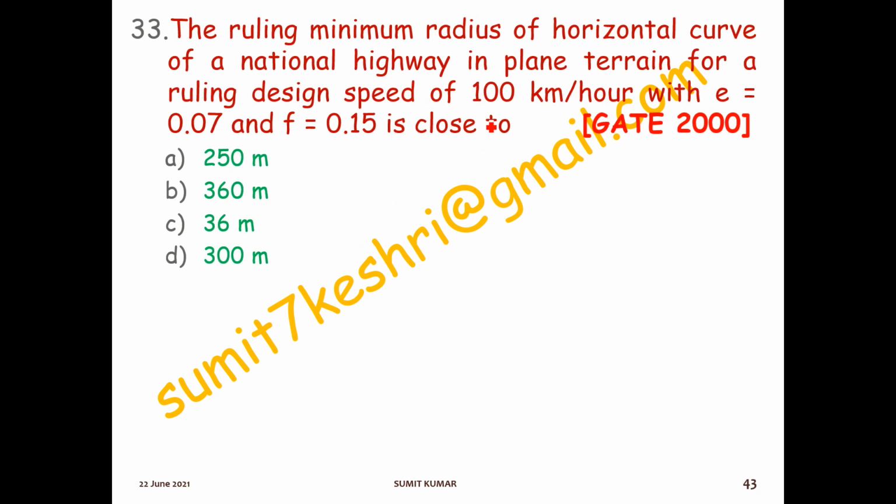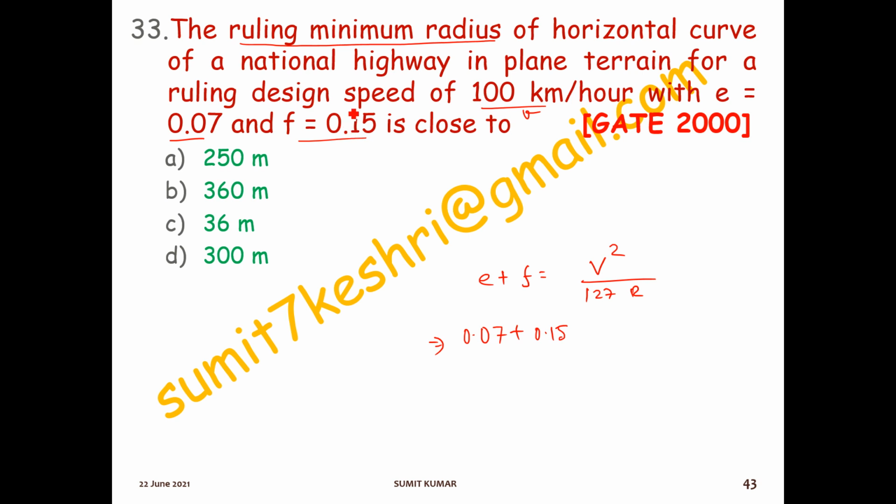The ruling minimum radius of a horizontal curve of a national highway in a plain terrain for a ruling design speed of 100 km per hour. Velocity is given, E value is given, F value is also given. So find the ruling minimum radius. Again only this one: E plus F equal to V square by 127 R. What is the value of E given? 0.07, and F is given as 0.15.